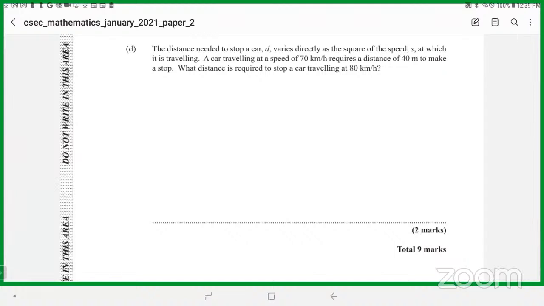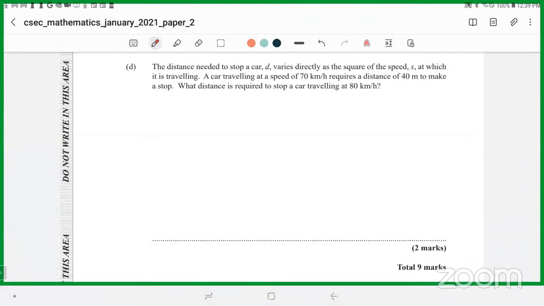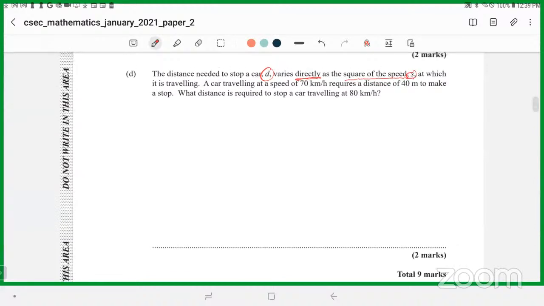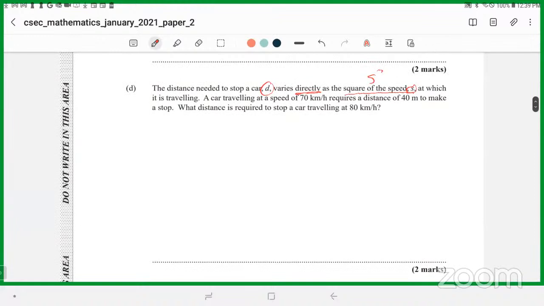The distance is D. Varies directly. So that's D, that's the distance. Varies directly. So that means K times the square of the speed S. Square of the speed S means S squared. It's a direct variation, and direct means K times. And then this is the D. So D equals K times S squared. Simple as that. That's the relationship.